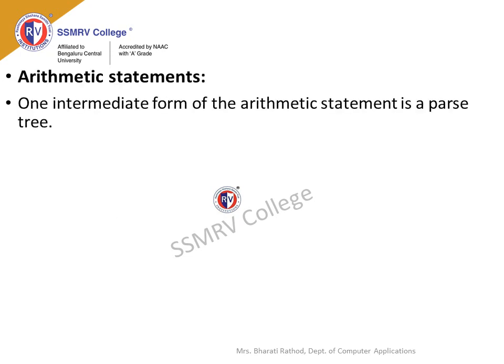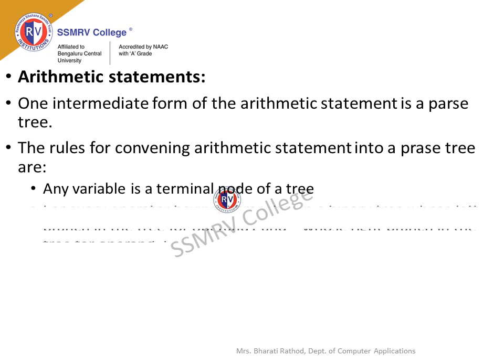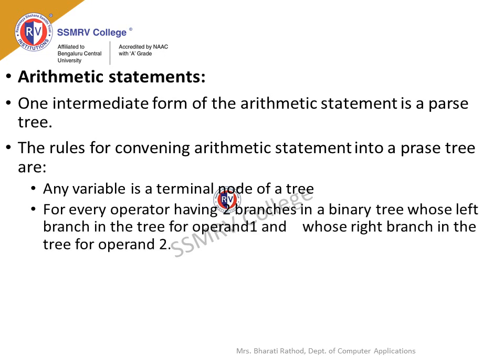Arithmetic statements. One intermediate form of the arithmetic statement is the parse tree. The rules for converting an arithmetic statement into a parse tree are: any variable is a terminal node of the tree. For every operator, there is a binary tree whose left branch is the tree for operand 1 and right branch is the tree for operand 2. Priority constrains the tree.